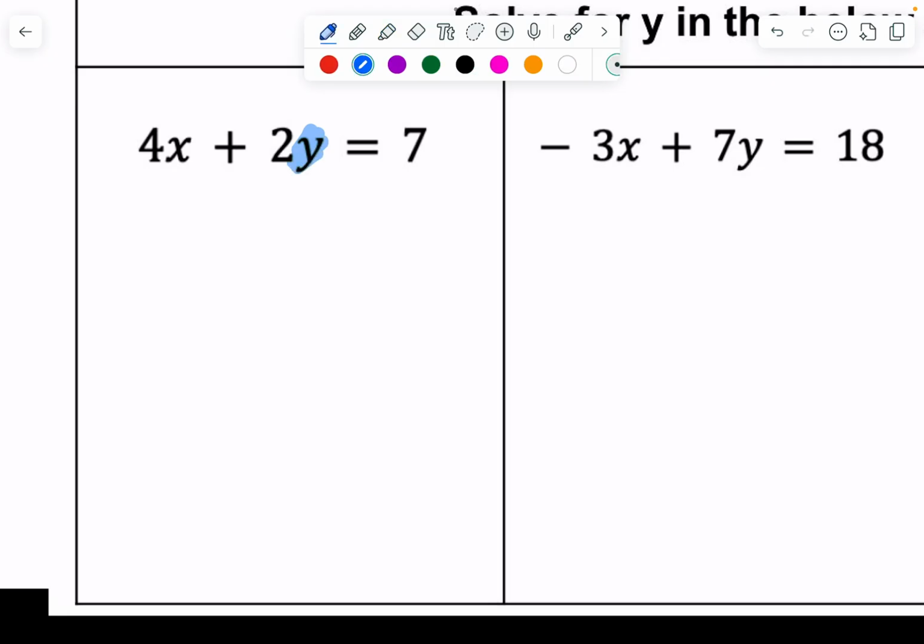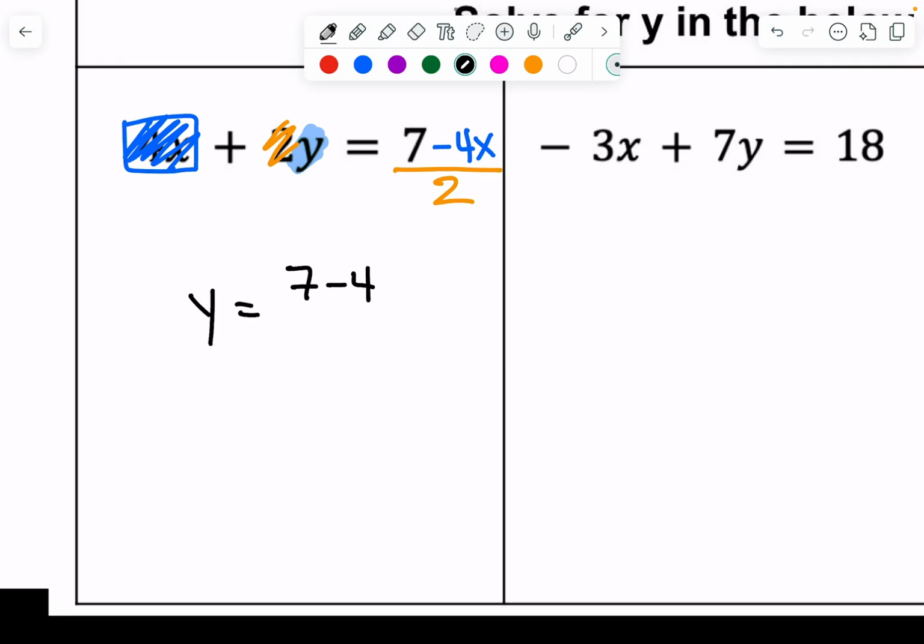So for the first one, I want to get my y by itself. I have a positive 4x, because there's no sign right here. It's positive 4x. The opposite of positive 4x, negative 4x. Now, I have this 2. I'm multiplying. I'm going to divide by 2. And what I can put in Desmos is y equals 7 minus 4x all over 2. This would be what I put in Desmos.